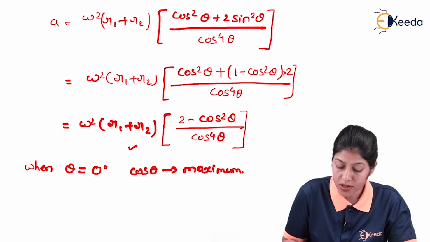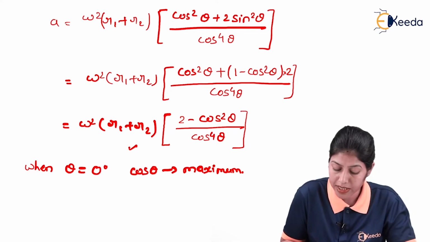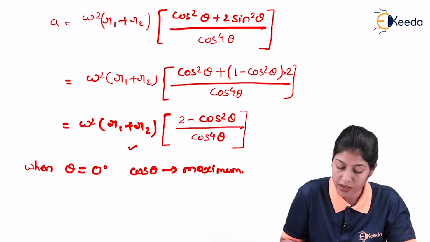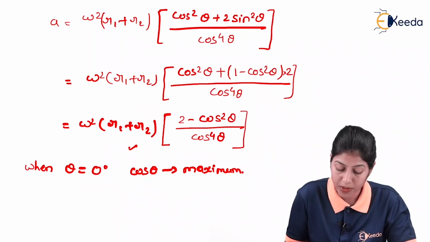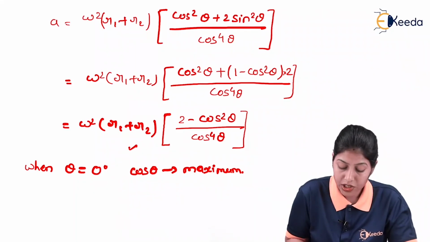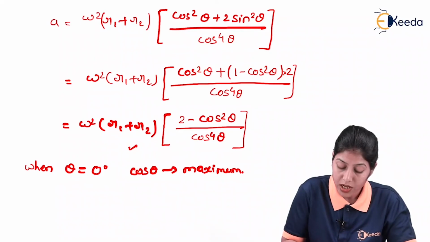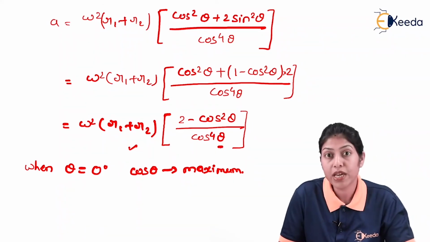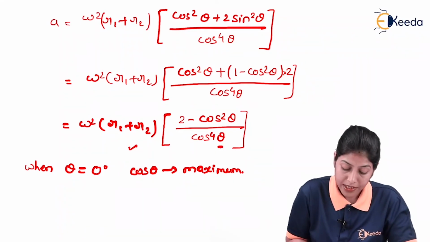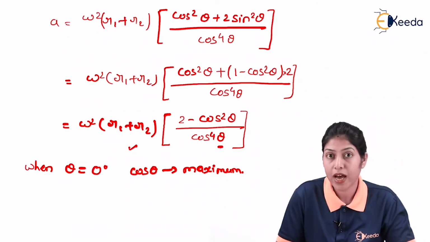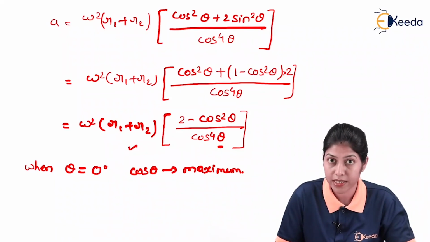So if cos 4 theta or cos theta is maximum, in that case the total value (2 minus cos square theta) by cos 4 theta would be minimum. So the acceleration value will be minimum, and if we want maximum acceleration, theta should be maximum. In that case we can define the equation of maximum acceleration.